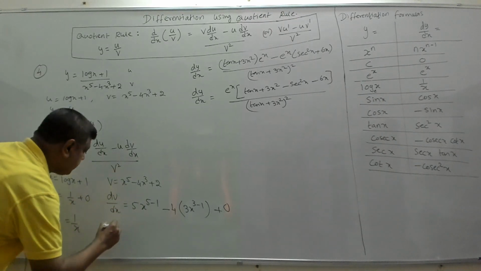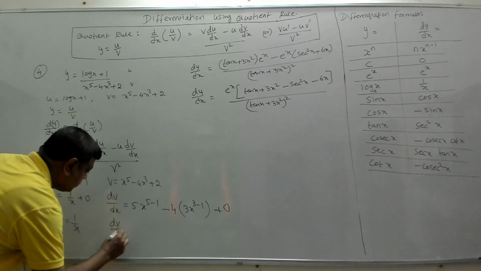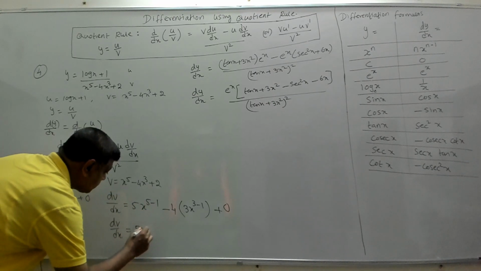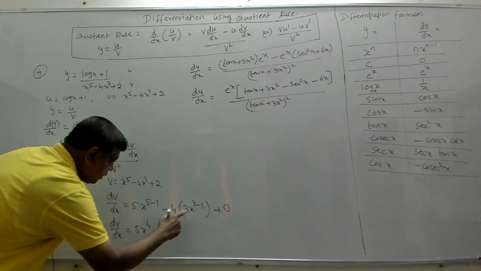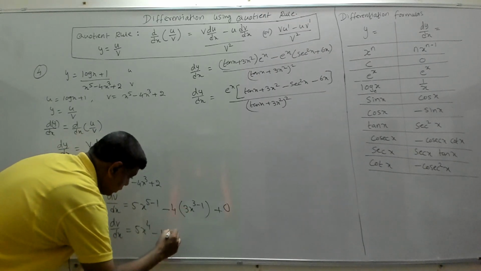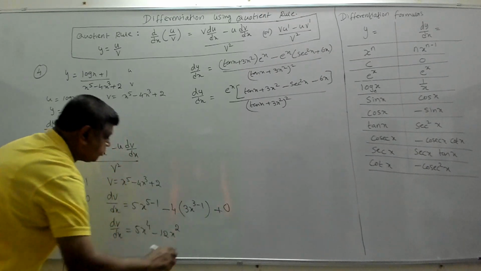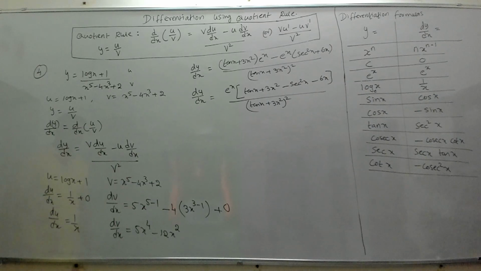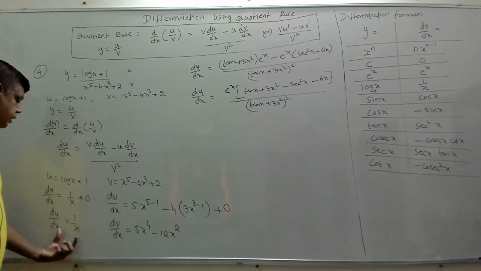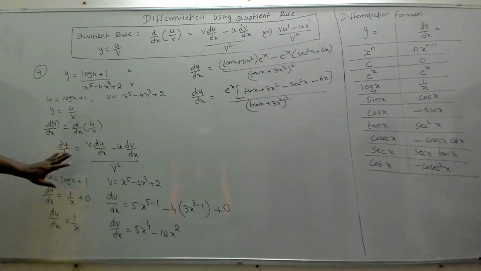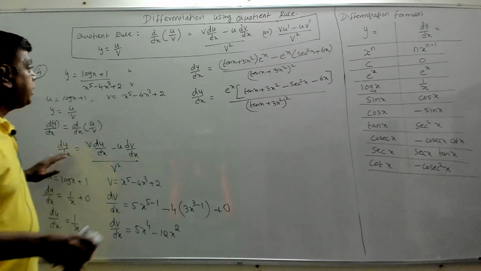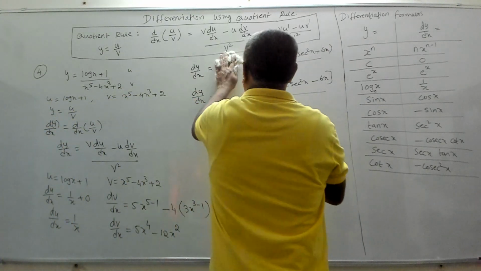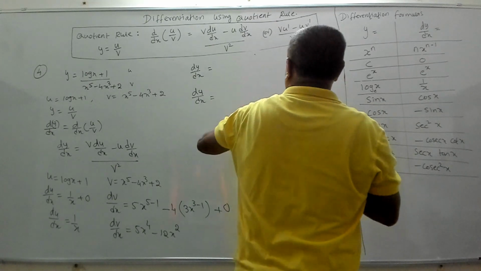So now if you simplify this, we get dv by dx is equal to 5x power 4 minus 4 into 3, that is 12x square, plus 0. So this is du by dx, this is dv by dx. Now we are going to substitute in this formula. So our dy by dx is what? Our dy by dx becomes, let me erase all this.